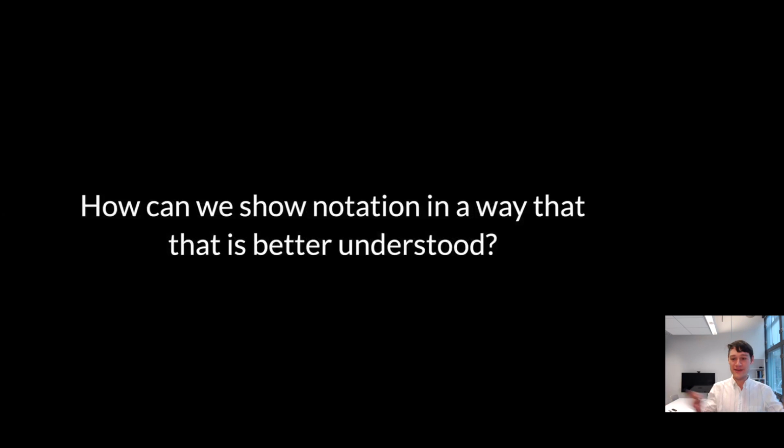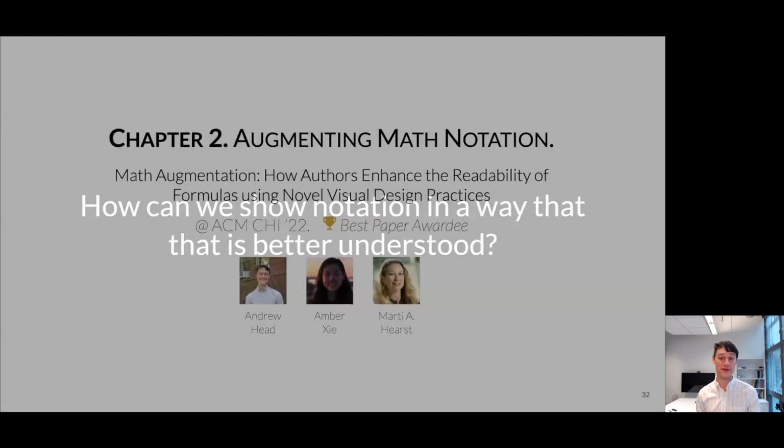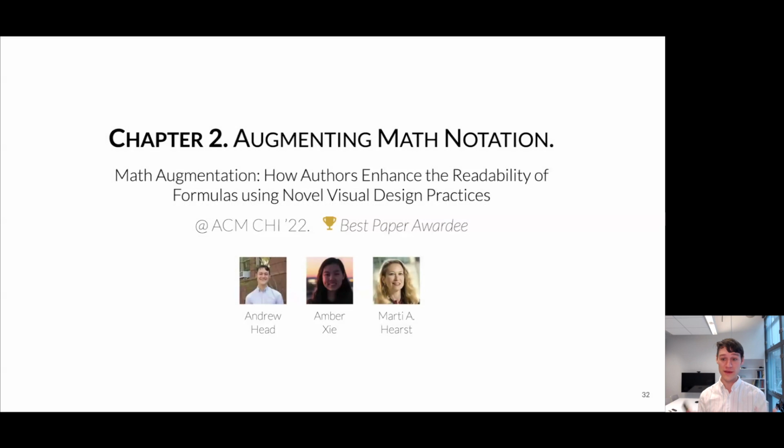So now that we have this kind of framework for thinking about formulas as the identification of individual symbols and those symbolic forms, and then assimilating meaning out of those, this raises the question of how can we show notation in a way that it might be better understood? So here's where I want to start transitioning and talking about some of the research that's been going on within my group, specifically around math notation and its presentation, and how we can build up new ways of thinking about augmentations and tooling for augmentations to help support its understanding.